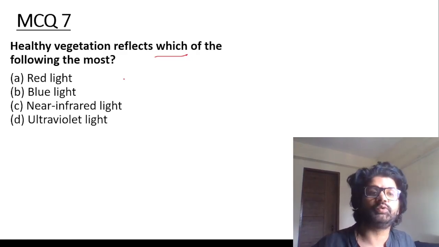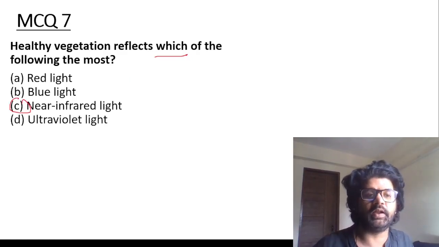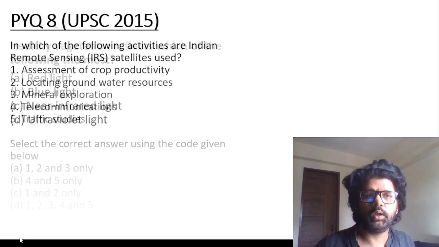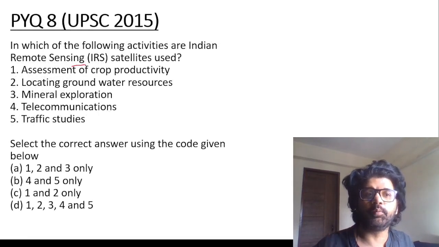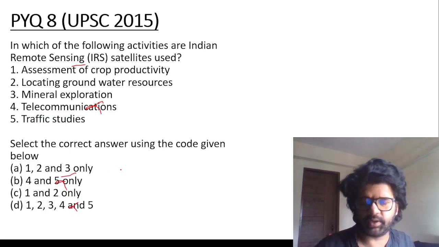Healthy vegetation reflects which of the following the most? Near infrared light, C. PYQ at UPSC 2015. Remote sensing, I have told you, is not used for telecommunication. Remove 4, 5. You're left with A and C. Check the third one. Mineral exploration, yes, they can help in that. A.